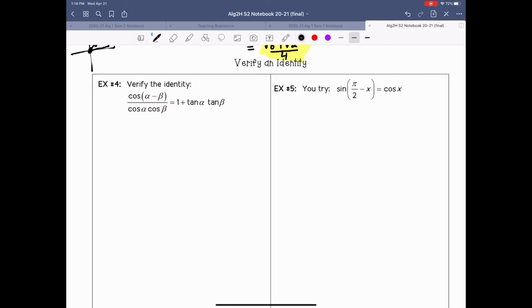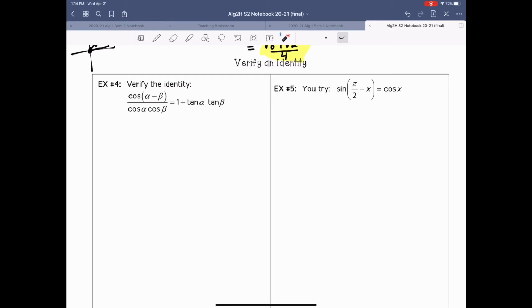So I want you to keep in mind all 6 of these formulas and how we can integrate those into proofs to help us get one side of the equal sign to equal the other. So if we look at example number 4, we have to verify the identity, and we have the cosine of alpha minus beta over the cosine of alpha times the cosine of beta, and we have to prove that that is equal to 1 plus the tangent of alpha times the tangent of beta.